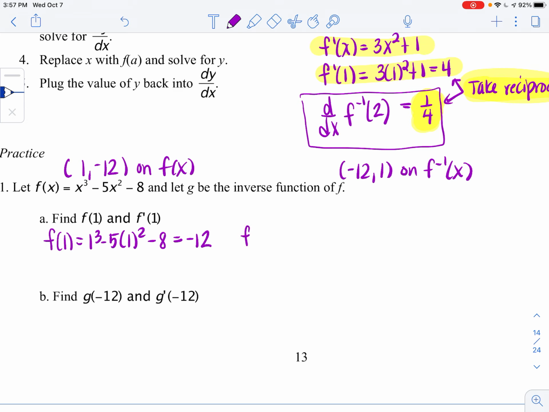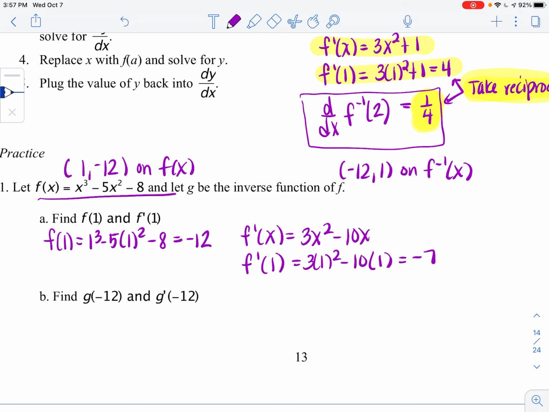All right, I need f prime of x, so that's the derivative of this expression, so that's 3x squared minus 10x. I want to evaluate it at 1, because that's what they're asking me for in part A. So 3 times 1 squared minus 10 times 1 comes out to be negative 7. Okay, so now they're asking me for g of negative 12. That's another way of saying f inverse of negative 12.